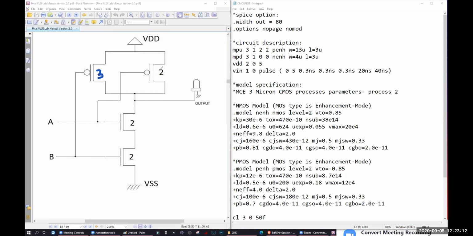This is 3. This is 2. Now, after we design, we size, then we name. We will give some name. I'm going to give the names. Let's say this is MPB, because it is connected to B, right? Let's write MPA, because this is MOSFET, this is P type, this is connected to A. That's why I have written this name.